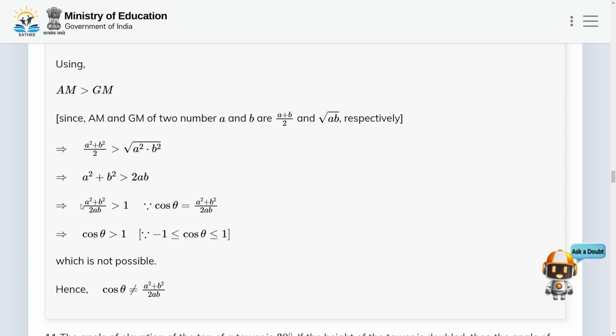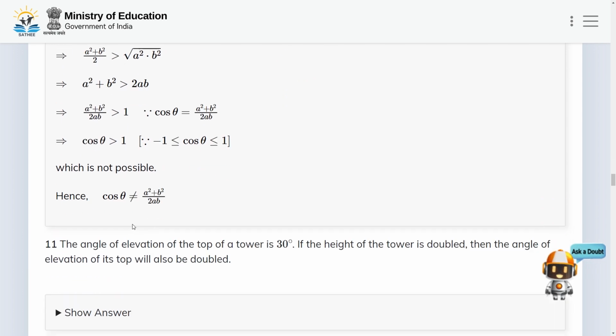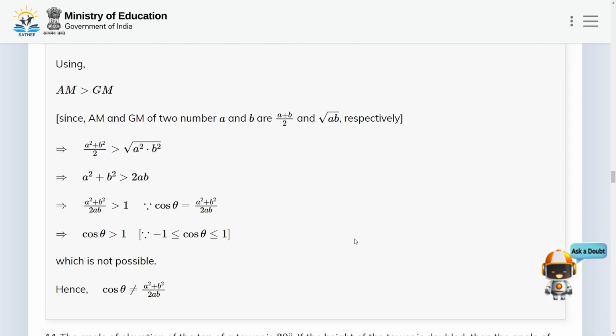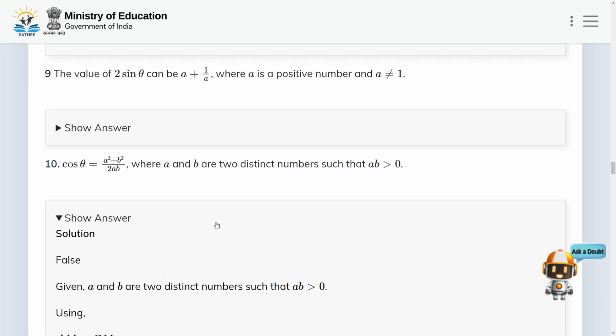Okay, but here we get cos θ equal to (a² + b²)/2ab, which is greater than 1. So it implies cos θ is greater than 1, which is not possible. Hence cos θ cannot be equal to (a² + b²)/2ab. So the given statement, cos θ is equal to (a² + b²)/2ab, where a and b are two distinct numbers such that ab is greater than 0, is a false statement.